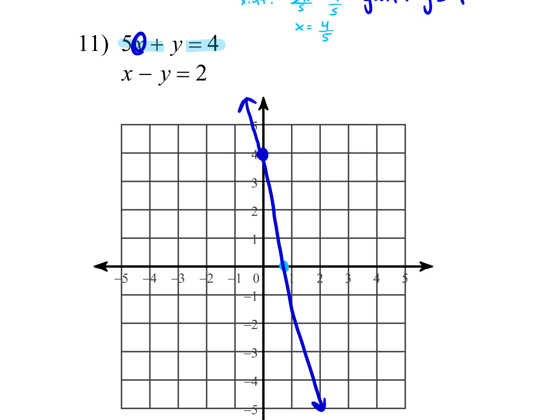Now we're going to do the same thing for our second line. How would we find the x-intercept? Plug 0 into y. So we have x is equal to 2. So we cross the x-axis at 2. So I'm going to put a point there.